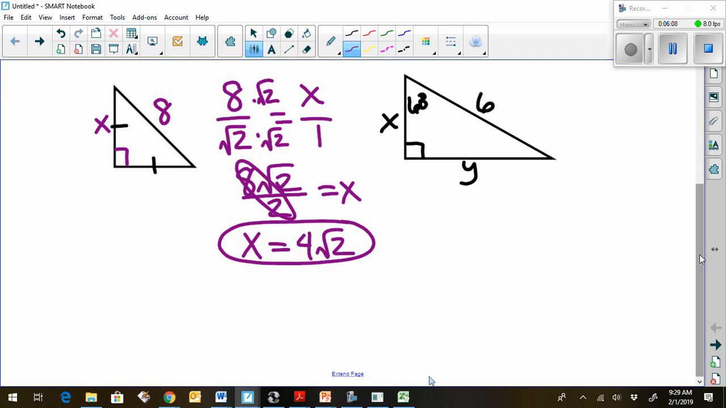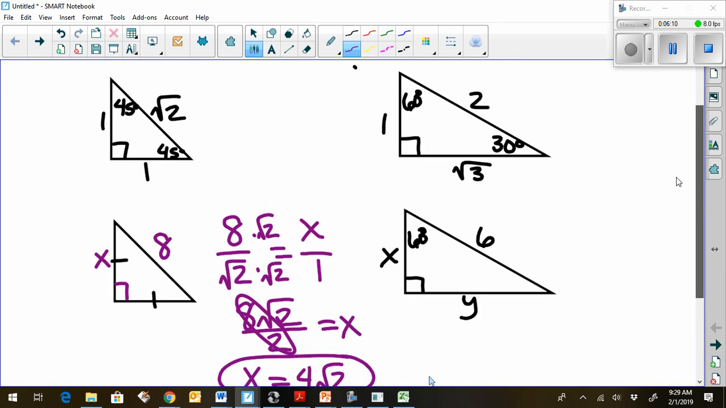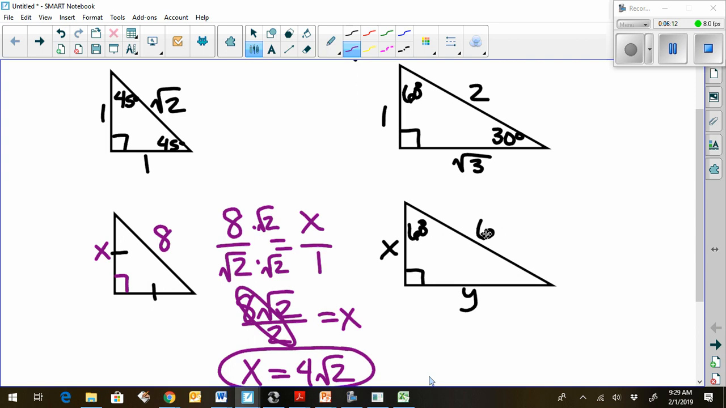Now let's take a 30, 60, 90 triangle. So similarly, we know 6 is associated with 2. So we'd say 6 over 2 equals, and we want to solve for x first, x over 1. So I can simplify, I'll end up with x equals 3.